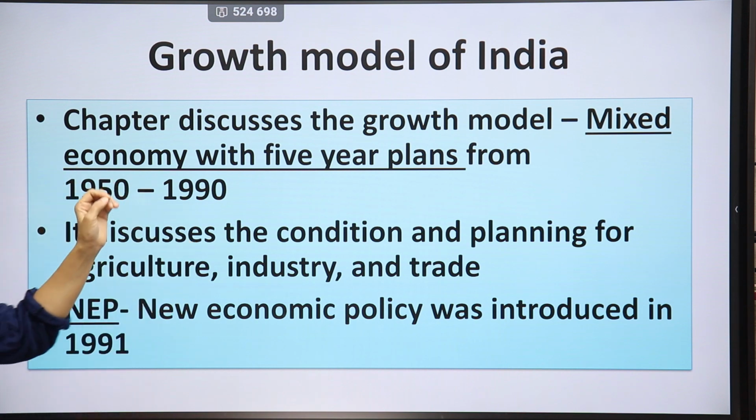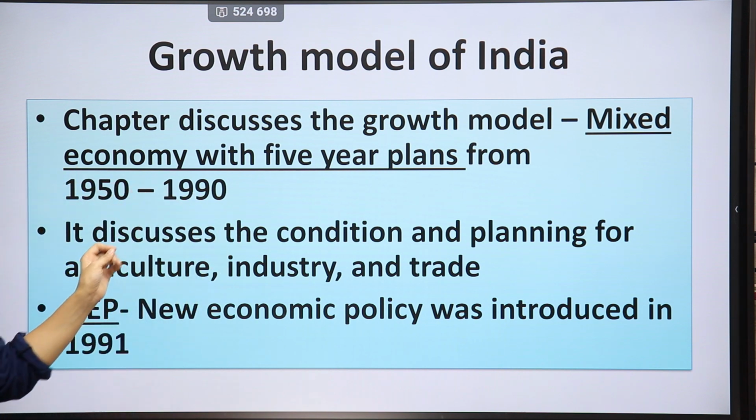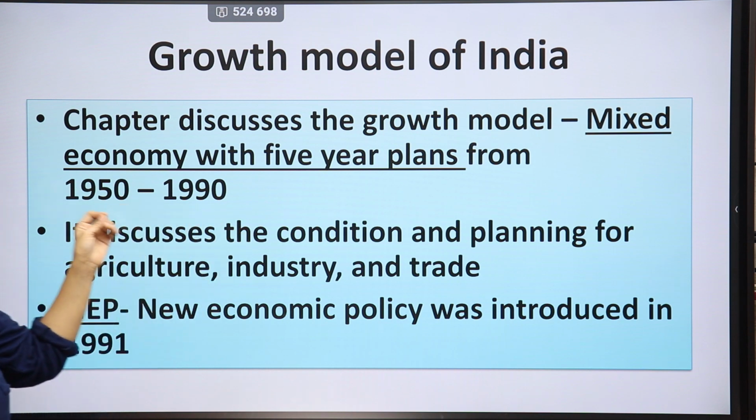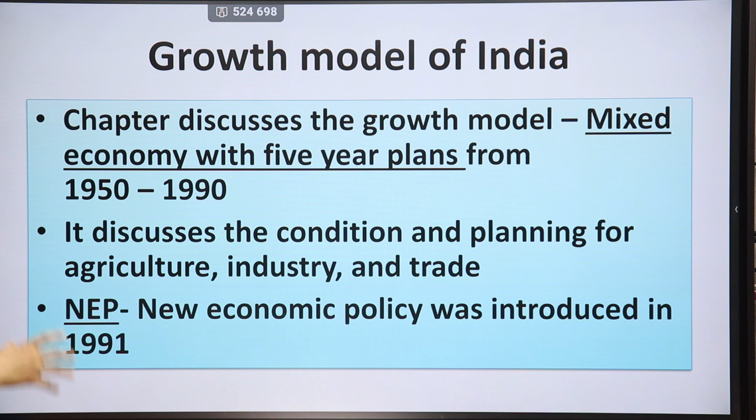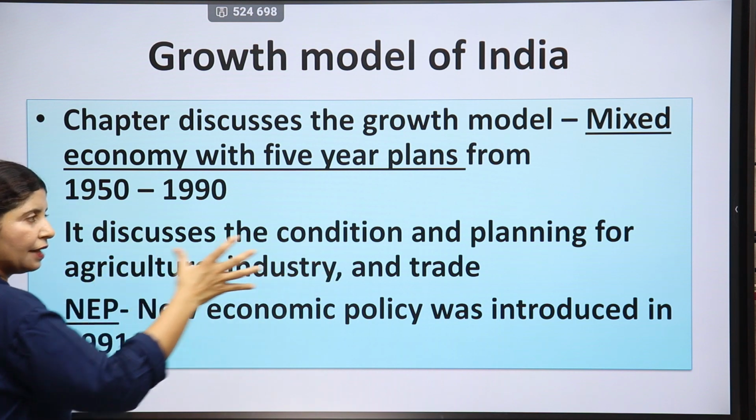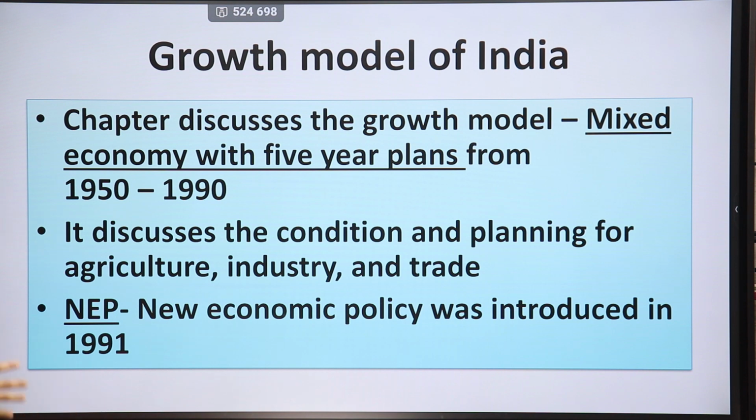This chapter will discuss the growth model of India, that is mixed economy with 5-year plans from 1950 to 1990. Before starting chapter 3, you need to first see the video of chapter 2. Then only you will understand this topic very nicely, okay? Then it discusses the condition and planning for agriculture, industry and trade. Basically, these three sectors were taken up by the government of India for development.